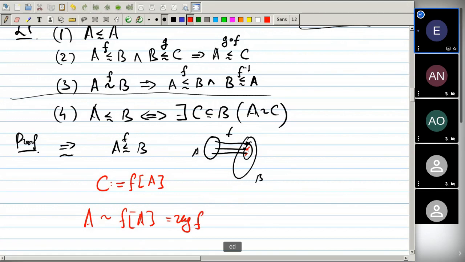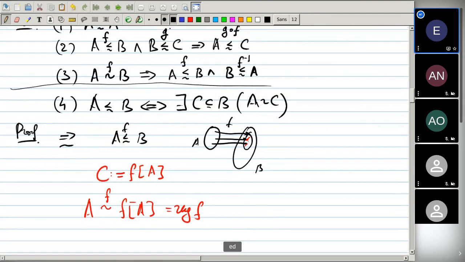Yes. Every function is surjective for its range. Every relation is surjective for its range. Hence, our f is a bijection. It is still injective, of course, and it is surjective for f of A. So it is such a bijection. I hope it is clear. Do you have any questions?